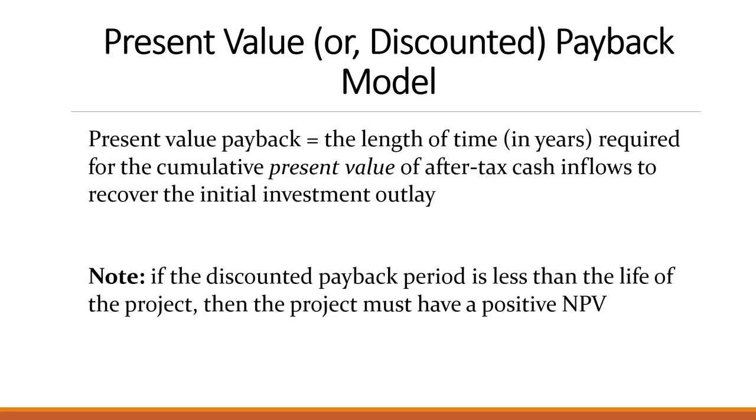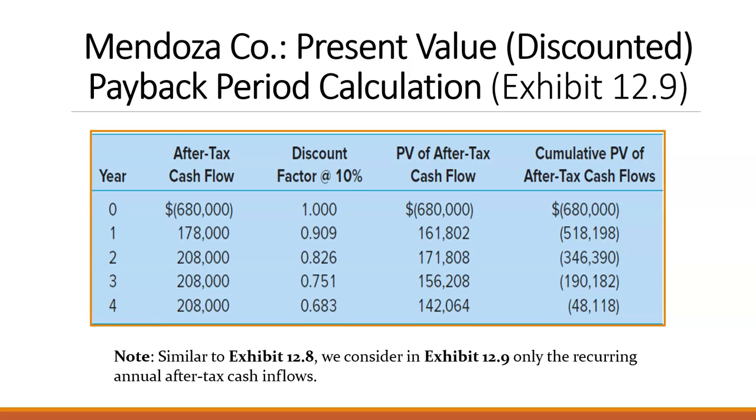We can also use the present value or discounted payback model. In the present value payback model, we look at the discounted model, so it must have a project net present value. Looking at this, we've used our weighted average cost of capital of 10% to discount our after-tax cash flows. Then we look at the present value of the after-tax cash flows and look at the payback for those. So we consider only the recurring annual after-tax inflows.